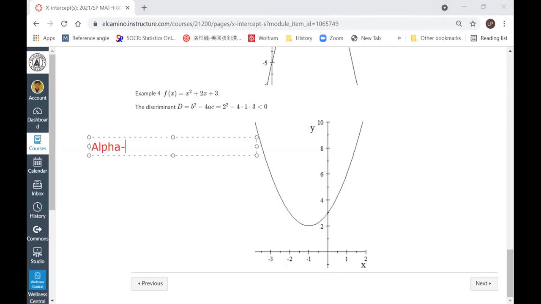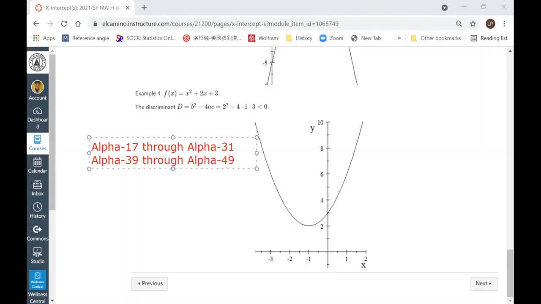From alpha 17 through alpha 31. And later, in the sections of factoring, that's how inclusive that material is, from alpha 39, even though we were talking about those techniques, those quadratic contents also can apply all the way from alpha 40 through alpha 49. So that's how inclusive this material is.